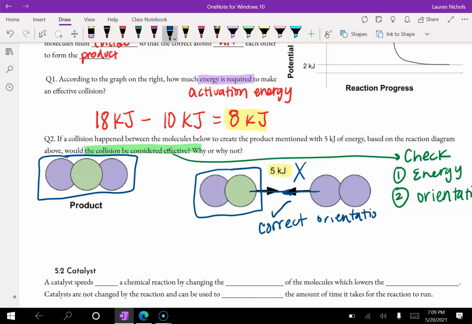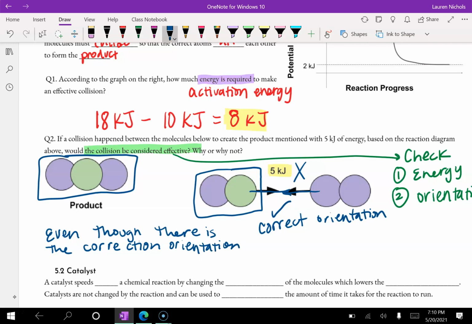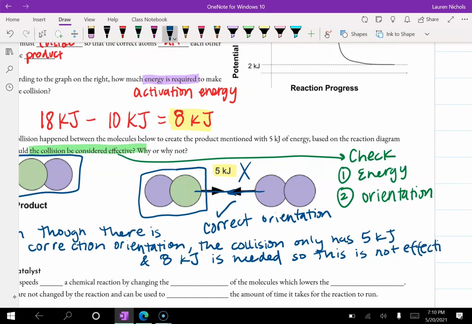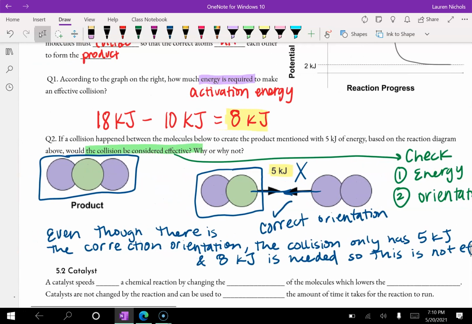So when we put this into a sentence, we can start out that way: even though there is the correct orientation, which is really good for your grade and getting full credit, the collision only has 5 kilojoules and 8 kilojoules is needed. So this is not effective. You can word it a lot of different ways, but that is one of them.